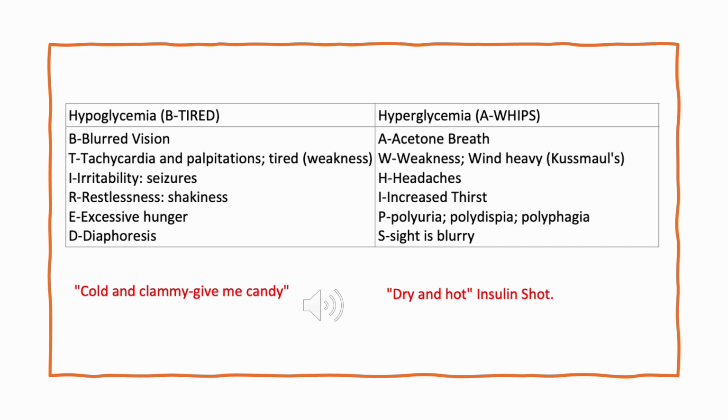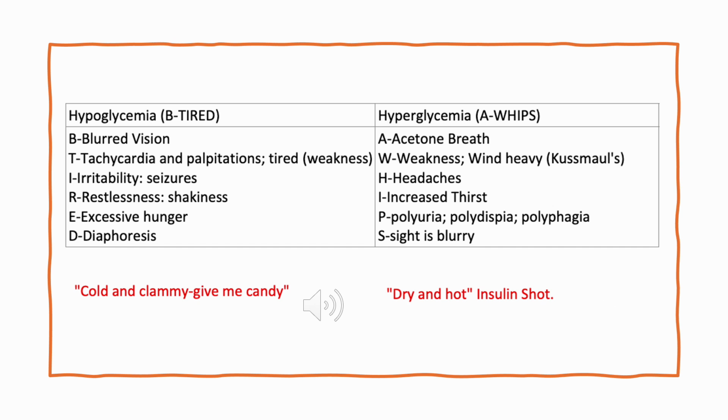You can remember it by the mnemonic AWIPS. The signs and symptoms include A for acetone breath. That's that fruity smelling breath that you might see in somebody that's a diabetic. W is for weakness. Their wind is going to be heavy, meaning they could have Kussmaul's respirations. Recall, those are those fast, deep respirations because the body goes into acidosis. So the body tries to get rid of the CO2 by breathing hard and fast.